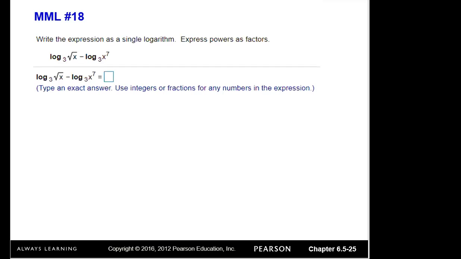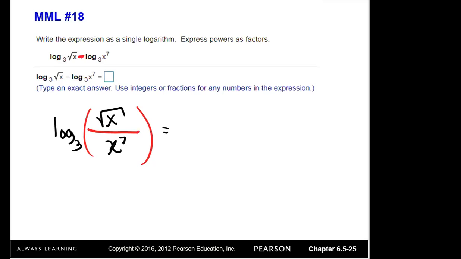Let's see, first things first. I've got the log base 3 of this stuff minus the log base 3 of that stuff. So because they are subtracting, it's going to be the log base 3 of the first stuff divided by the second stuff. If you want to put in parentheses, you can. The first stuff was the square root of x. The second stuff was x to the seventh. Now, both of those have the same base, they're x's. So I'm gonna change that square root of x to the 1/2.